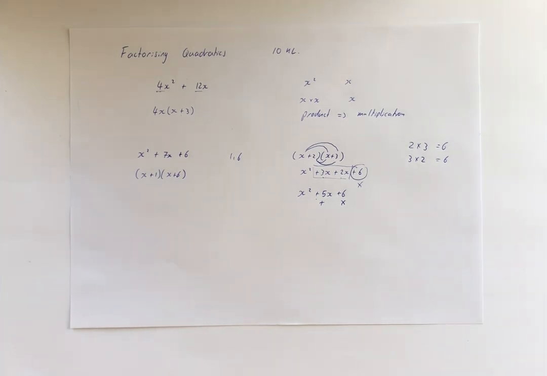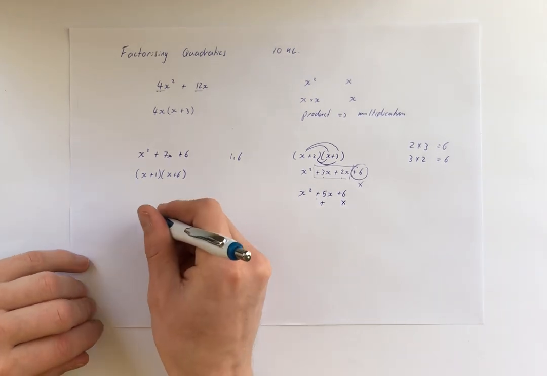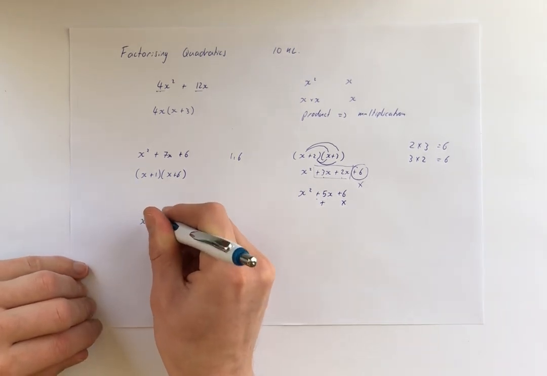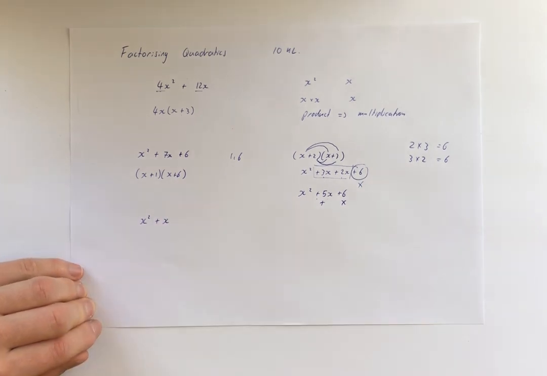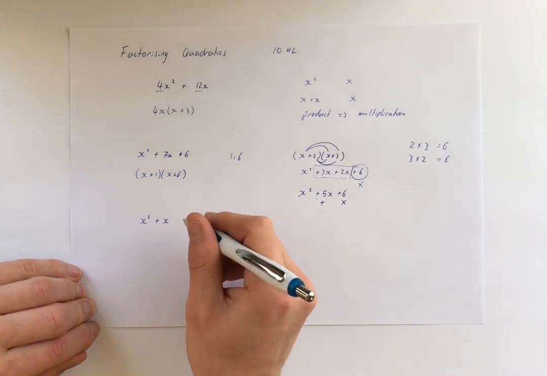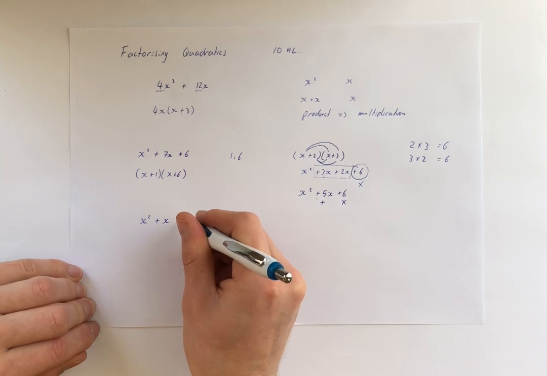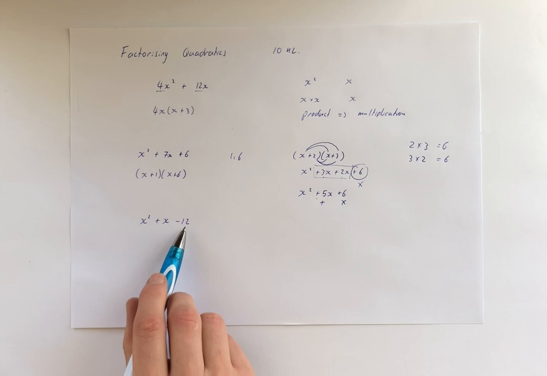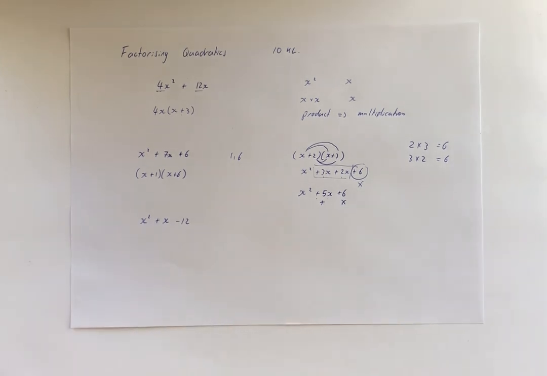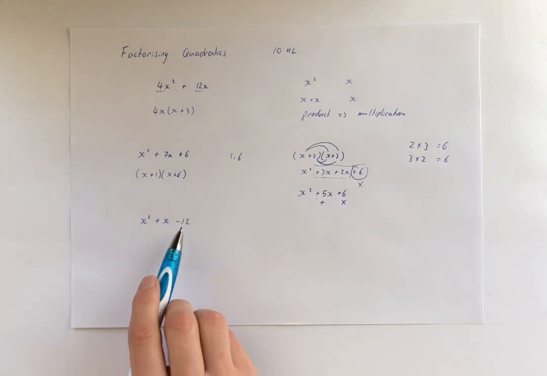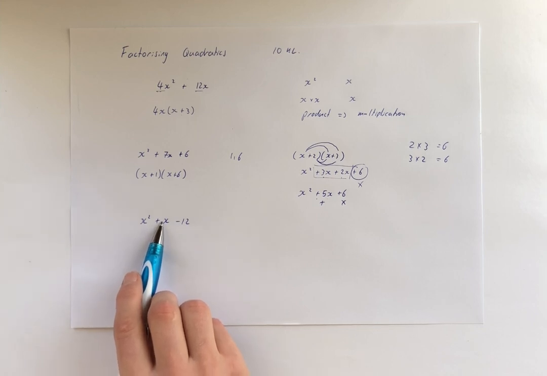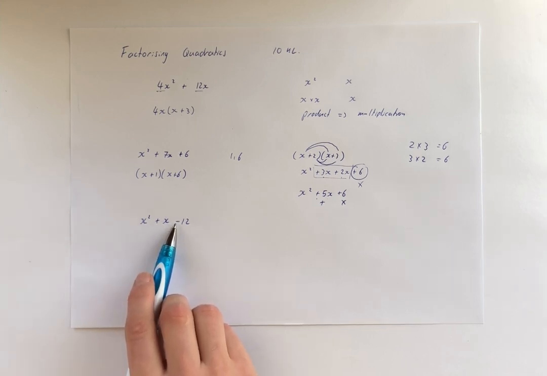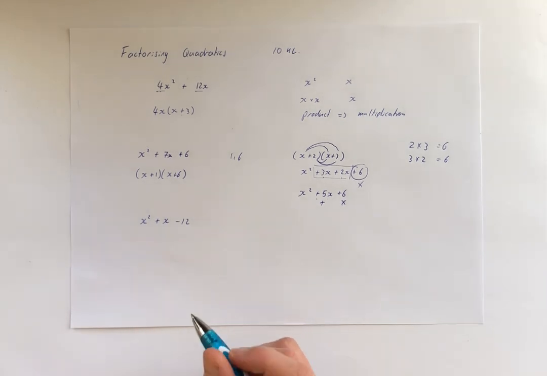We'll do one more. Let's have a look at x squared plus x minus 12. So we want two numbers that multiply to minus 12 but add to 1. Have a think about what that might be. Well, the numbers have to be quite close together because they're going to add to 1, and obviously going to be opposite signs because they're multiplying to give negative 12.